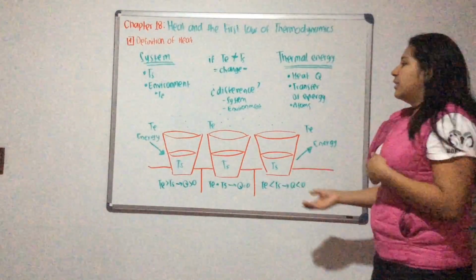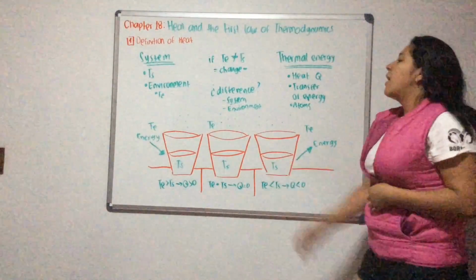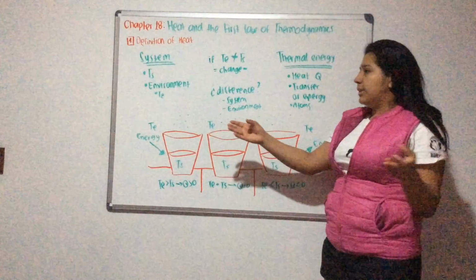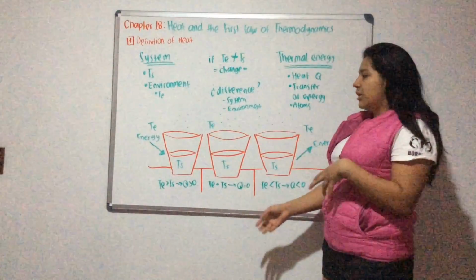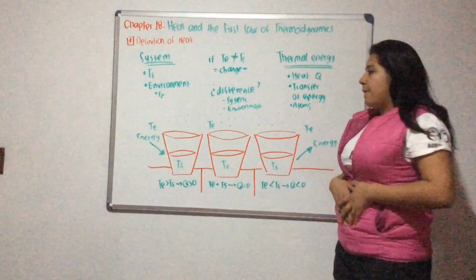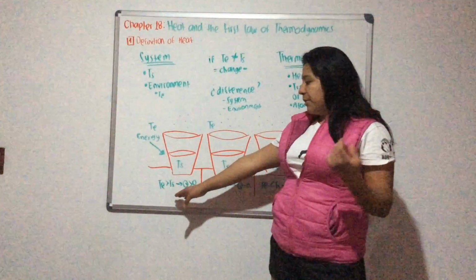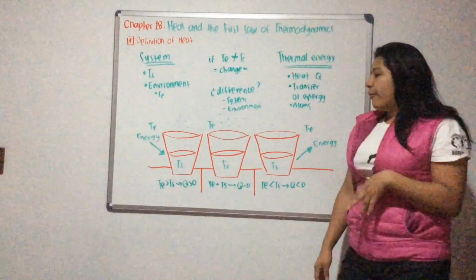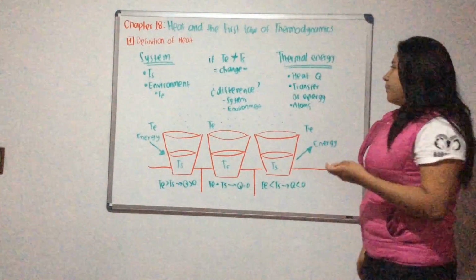Again, by looking at this drawing, in the first glass, the environment is transferring energy to the system, or the system is gaining energy. That means that the temperature of the environment is going to be higher than the temperature of the system, and therefore the heat is going to be larger than zero.